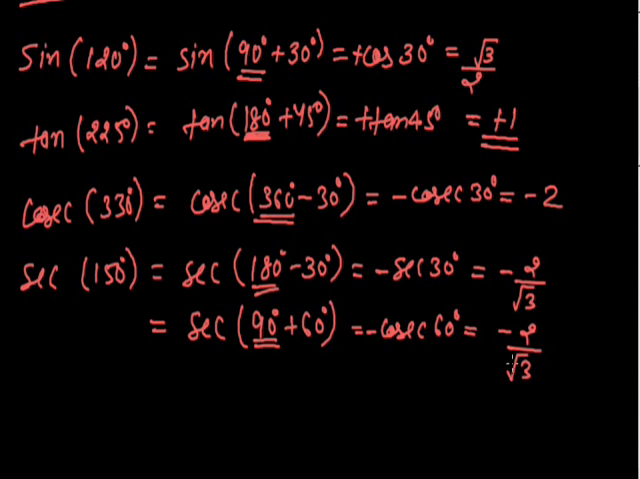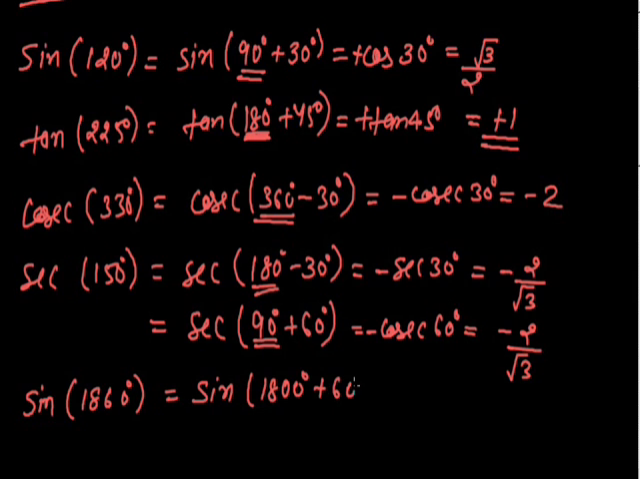Hence we can find the value of a trigonometric ratio at any angle. For example, if we have to find the value of sine 1860 degree, then we can write it as sine 1800 degree plus 60 degree. Now as we know that 1800 is a multiple of 180, so sine will be sine only, so we have sine 60 degree, and the quadrant will be first quadrant, where all are positive, so we have plus sine 60, that is root 3 by 2, that is our answer.